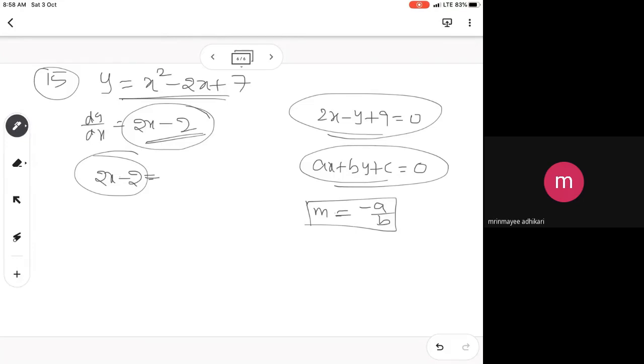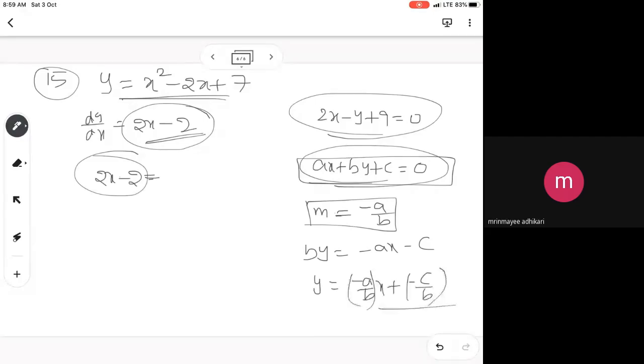Okay. So minus a by b, how do you get here? Otherwise, how do you get minus a by b? You convert the equation into the slope-intercept form. By is equal to minus ax minus c, so y is equal to minus a by b of x plus minus c by b. So you have got the y is equal to mx plus c form.